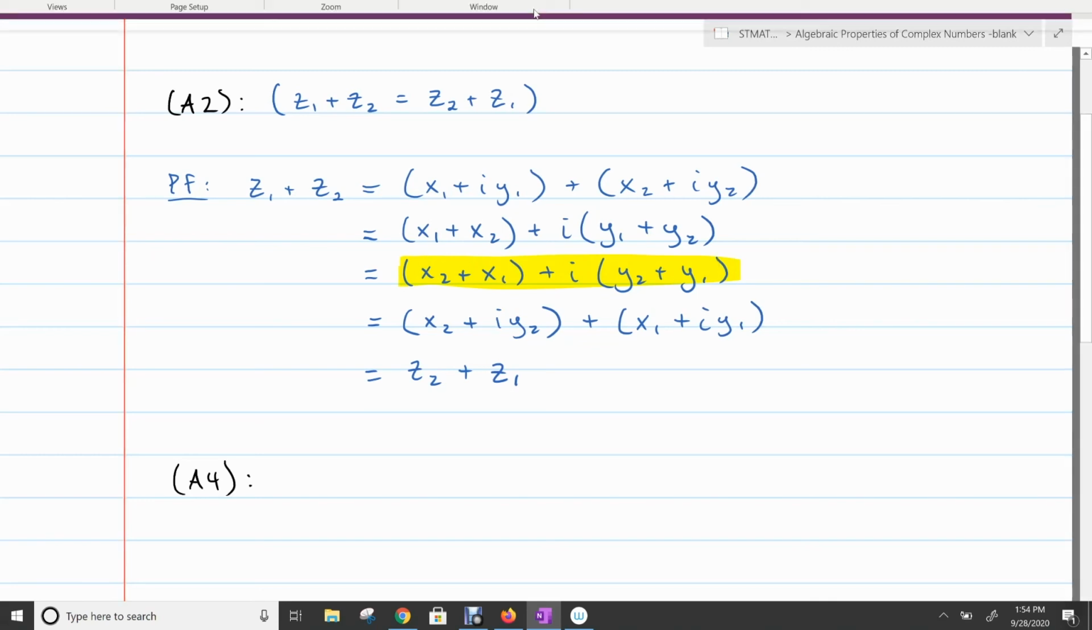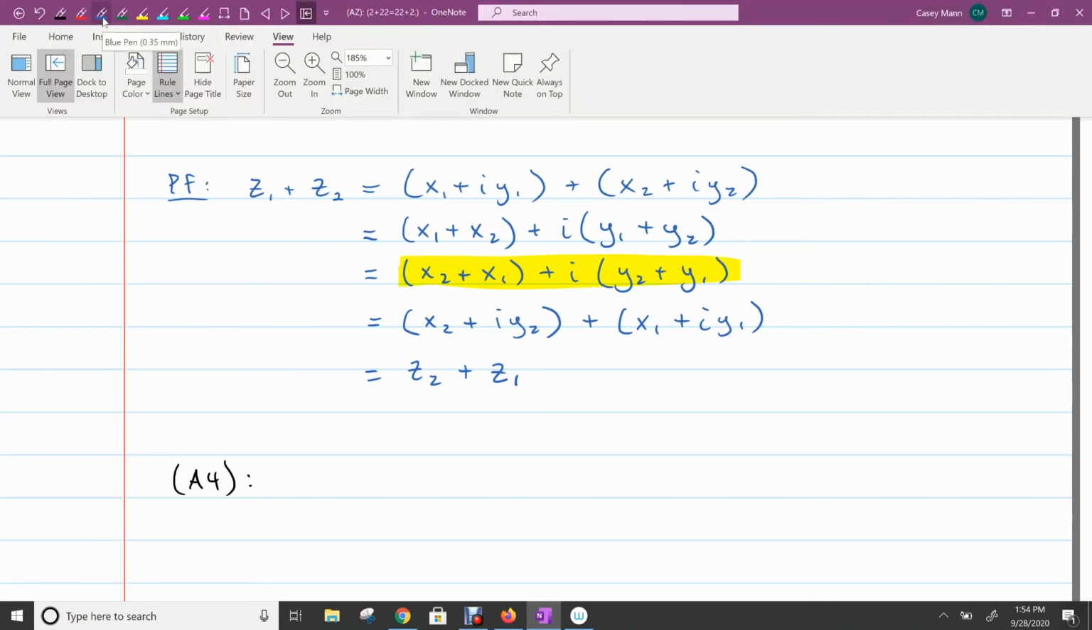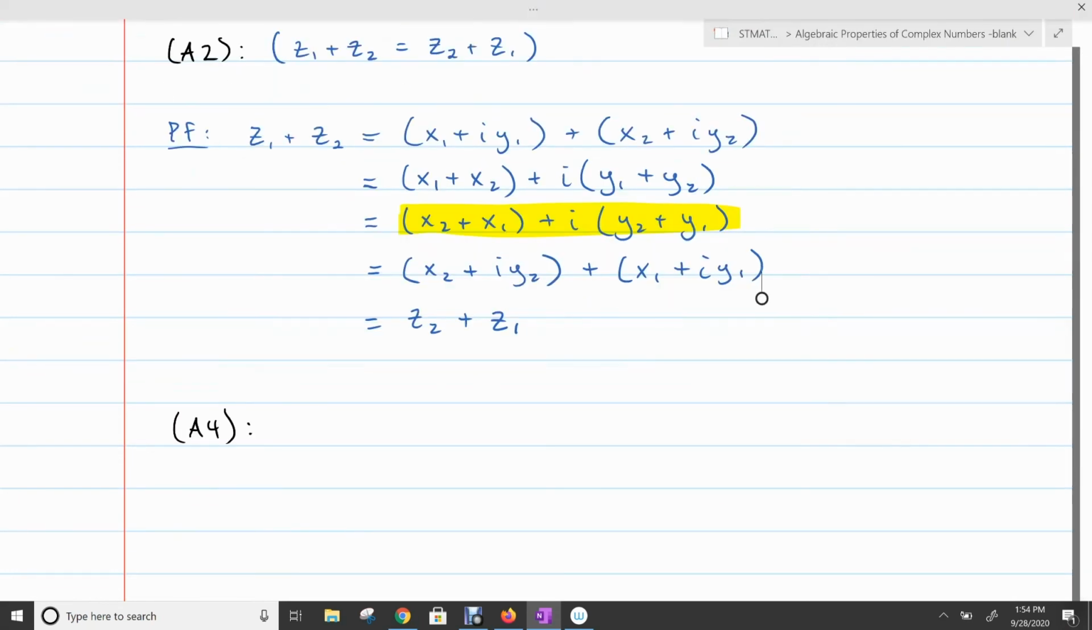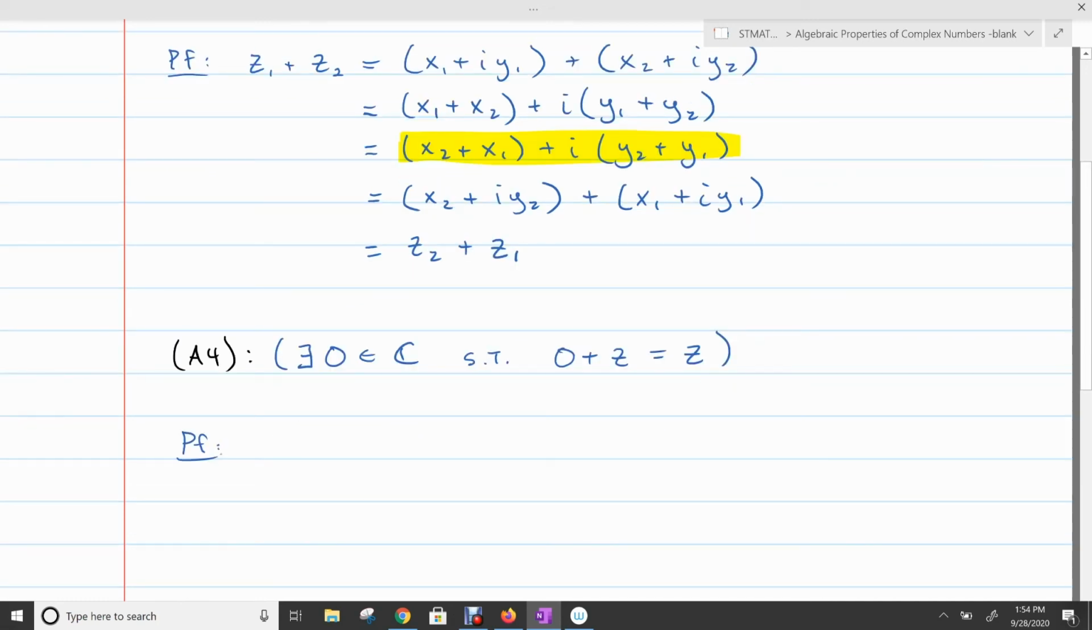So you can kind of think of the commutative property for complex numbers as being inherited from the real numbers. Okay, so A4, that was the existence of an additive identity. What we want to show is that there exists some special element 0 in the complex numbers having the property that whenever you add 0 to z, you get z. Okay, so we can do that.